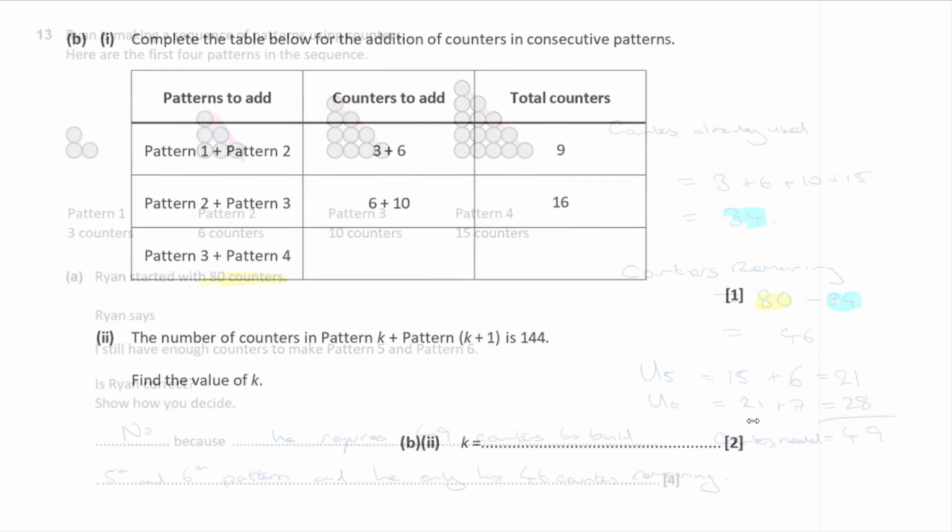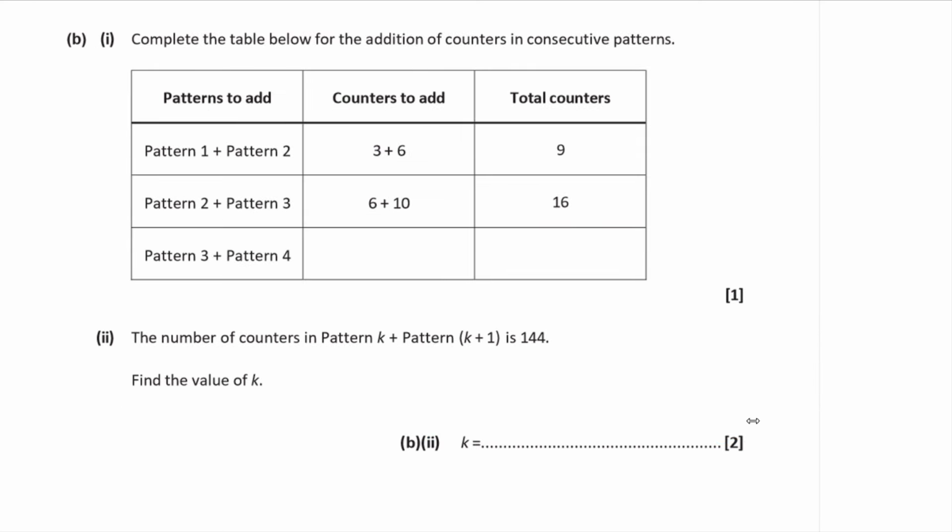Okay, so B part 1, complete the table below for the addition of counters in consecutive patterns. So pattern 1 was 3, and 3 plus 6 is 9. Pattern 2 plus pattern 3 is 6 plus 10, which is 16. So pattern 3 plus pattern 4, that's going to be 10 plus 15. That's equal to 25. Okay? And then part 2 says the number of counters in pattern K plus 1 is 144. Find the value of K.